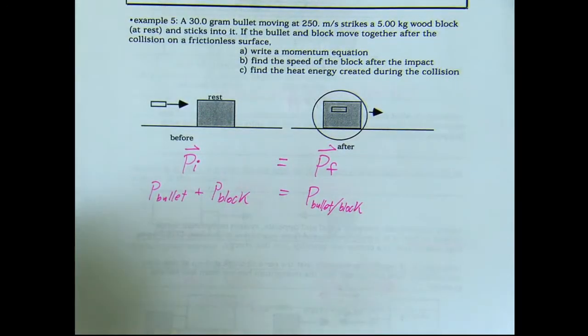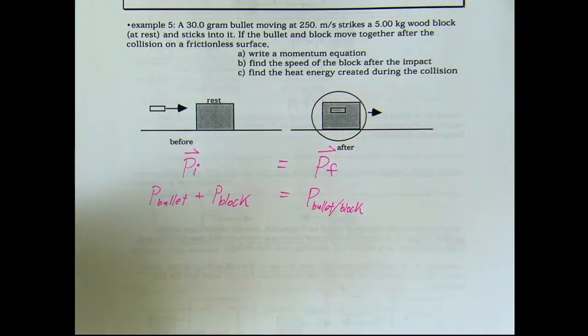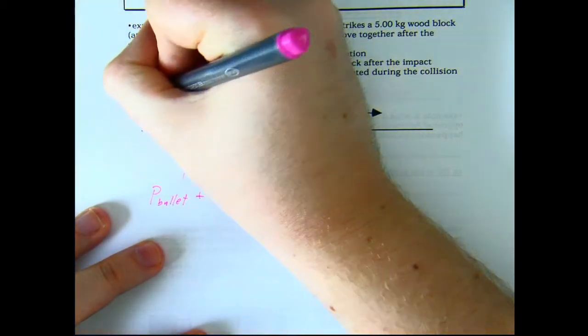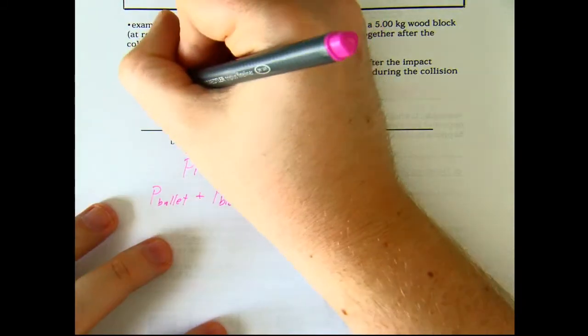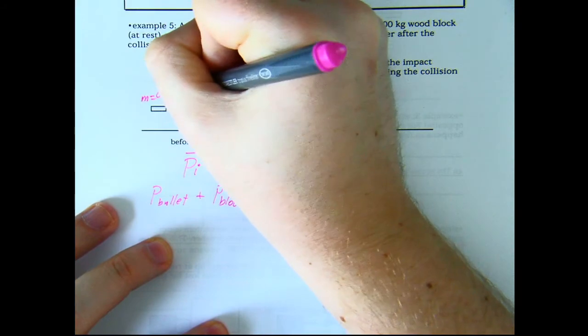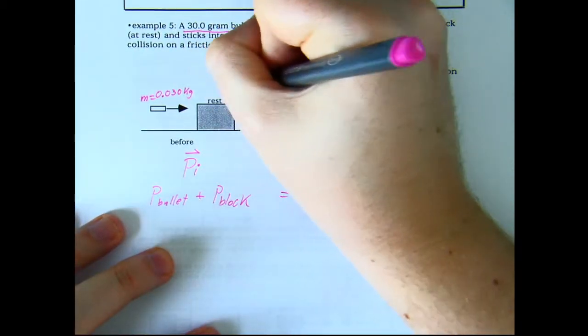So let's look at this thing. I'm going to add some stuff to my diagram that I'm going to pull out of the question. I've got a 30-gram bullet, so I'm going to write it in here. The mass of my bullet is 30 grams. I'm going to convert that to kilograms. It's going to be 0.03 kilograms. The mass of my block was 5 kilos.